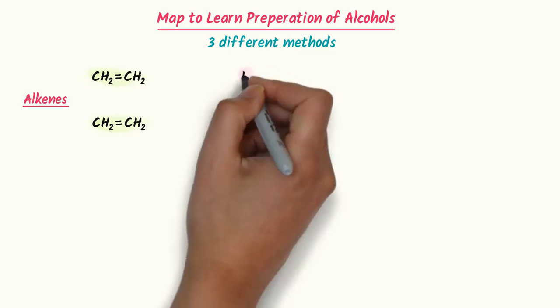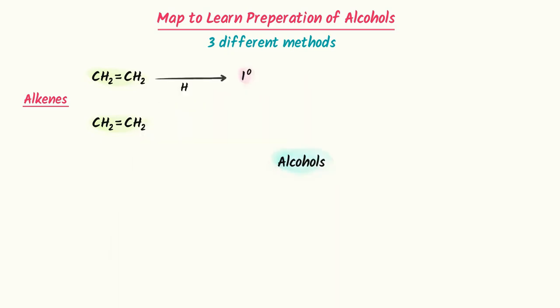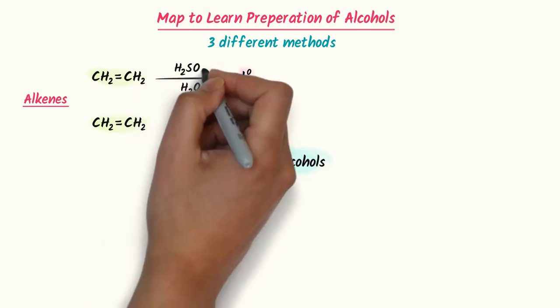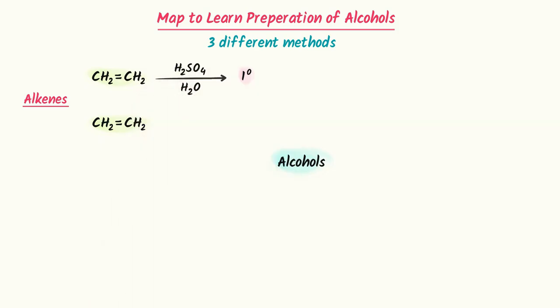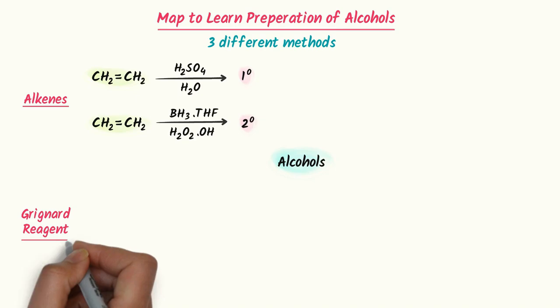To prepare 1 degree alcohol, we add water and H2SO4 to alkene. To prepare 2 degree alcohols, we add boron, hydrogen peroxide, and base medium to alkene. Secondly, we prepare alcohols from Grignard reagent.